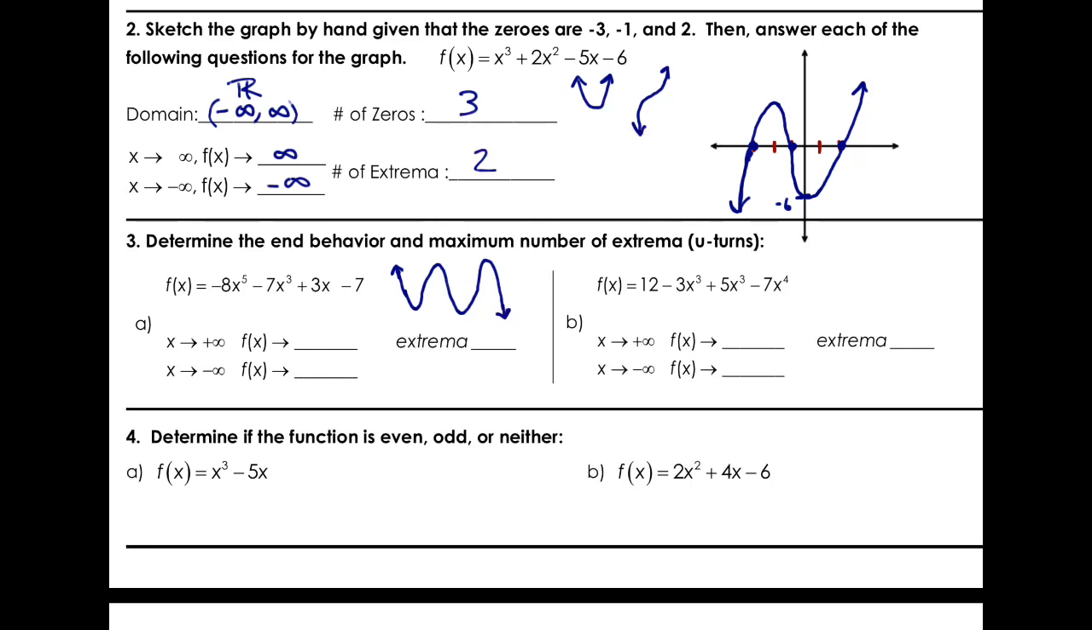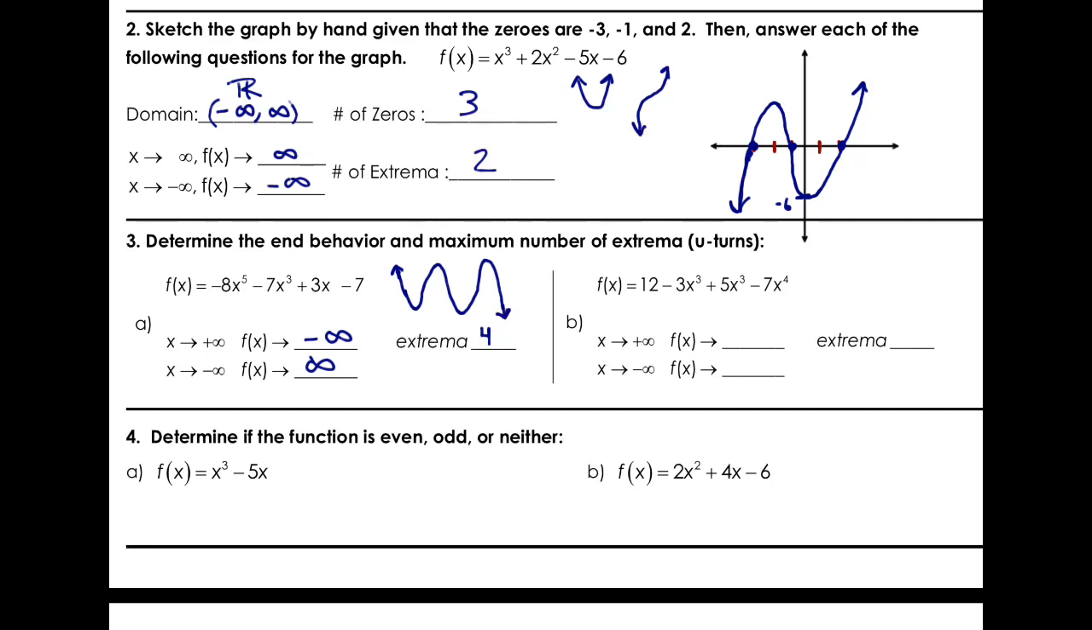Now we can do our end behavior. As we're going on x to infinity, when we hit the line here, we're going to go down. So that would be to negative infinity. As we're traveling toward negative infinity, we hit the line and we're going to go up. So that would be positive infinity. And then extrema, you're just counting your turns. So that would be 1 turn there, 2, 3, 4. So extrema is 4.